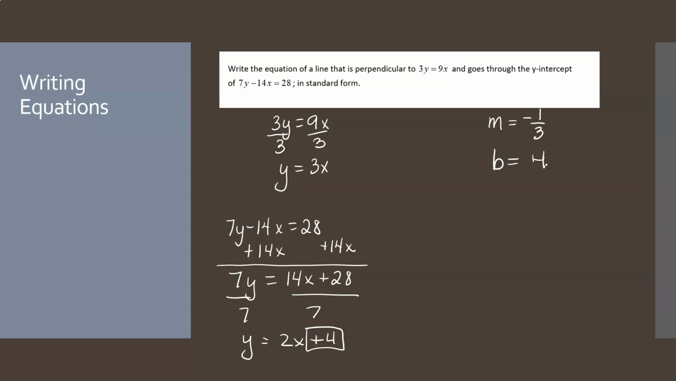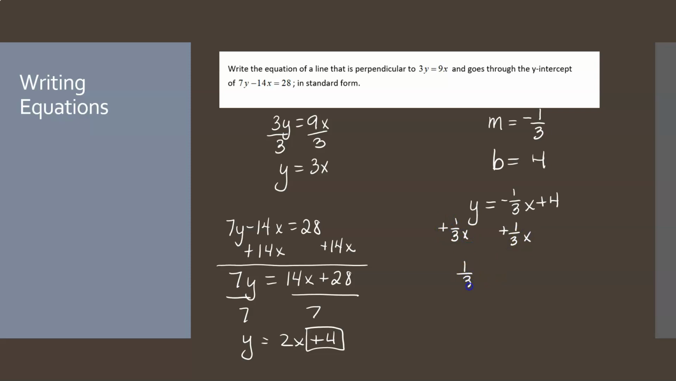Okay, let's write this in slope-intercept form. So I have y equals -1/3 x plus 4. But this is asking for standard form. So now I'm going to rearrange this. So I'm going to add 1/3 x to each side.